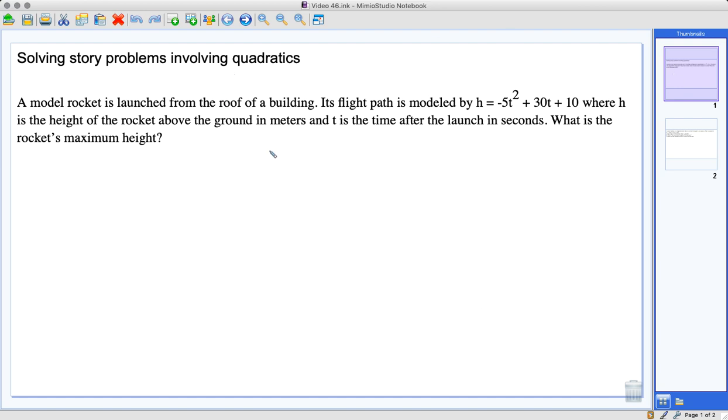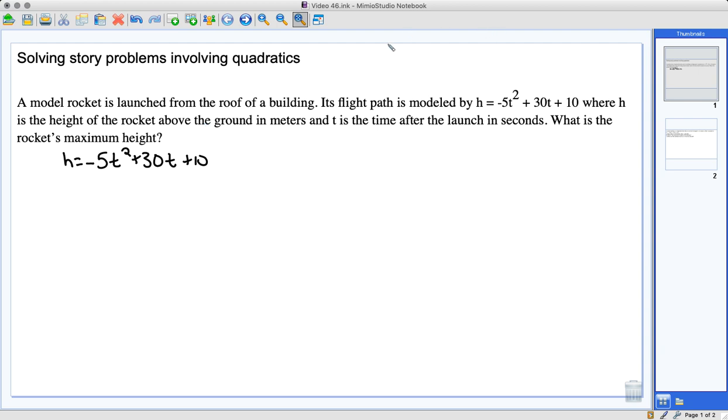So guys, automatically, you always want to make sure you have your equation. I'm just going to rewrite my equation. h stands for the height of the rocket above the ground in meters, and t is the time after the launch in seconds. It says, what is the rocket's maximum height?